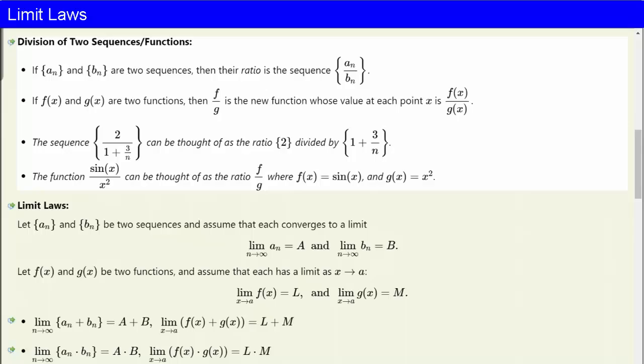The function sine x over x squared can be thought of as the ratio f over g, where f(x) is sine x and g(x) is x squared.